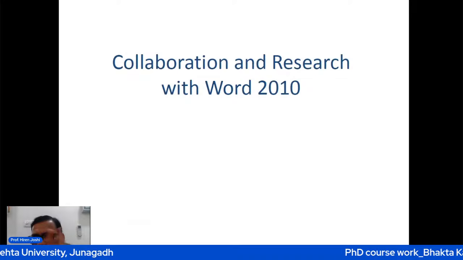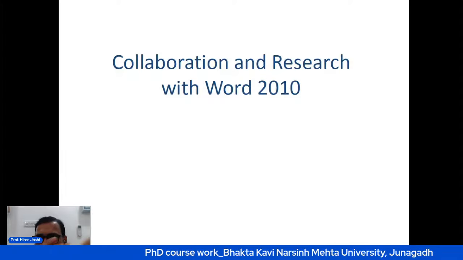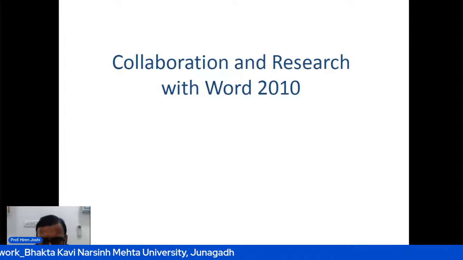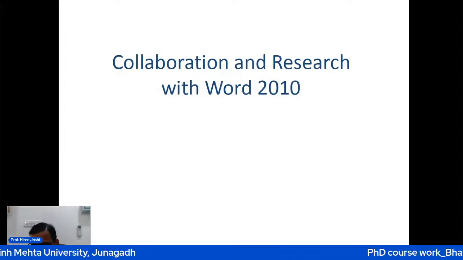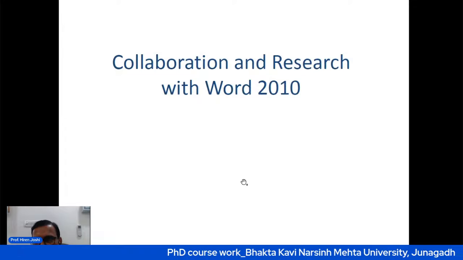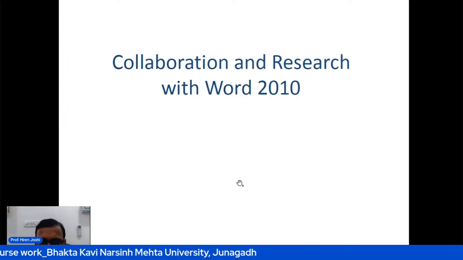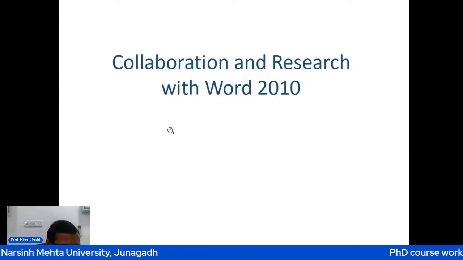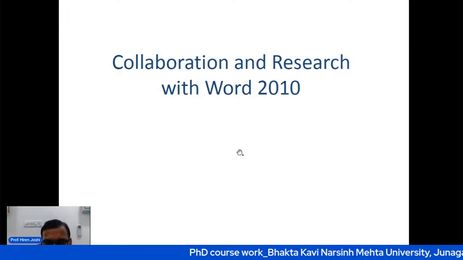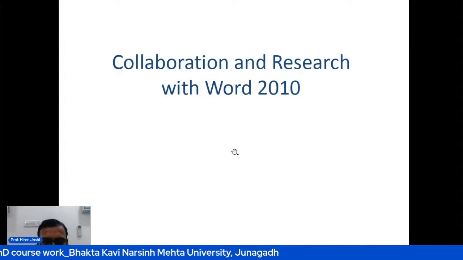So now my topic for today is collaboration and research with Word 2010. You can use 2007 or any higher version of this. The simple reason is that many times you need to write your research paper or your thesis, or write a book or an article. For all this, we use Microsoft Word processing software, which we call Word, and it has many good features.